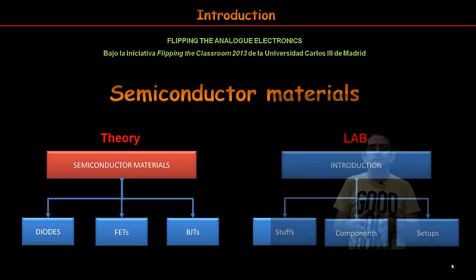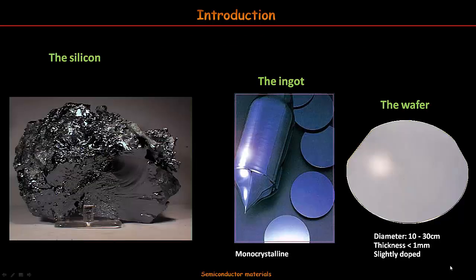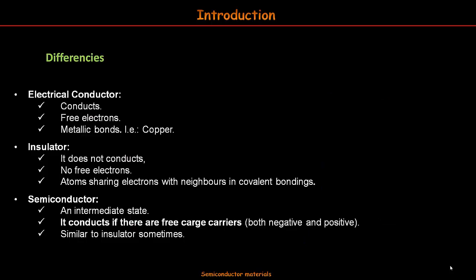Specifically, we will show in this video what the semiconductor materials are and what is inside them. A piece of polycrystalline material after its transformation as an ingot and then as a wafer, as we saw in the fundamentals of electronic engineering course, allows the creation of the devices that we will study. Here we see the differences between an electrical conductor, an insulator, and a semiconductor material.